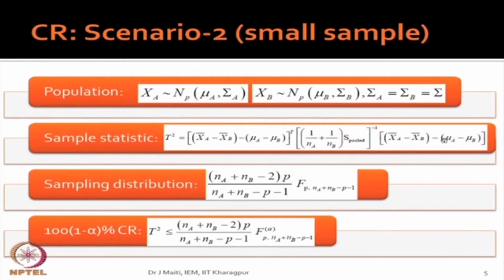In the single population there was n at the beginning, then x bar minus mu. Here that part is coming as N_A plus N_B, because in the earlier case it was 1 by root n, and then n you are taking to the other side.